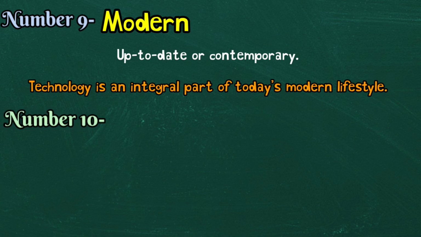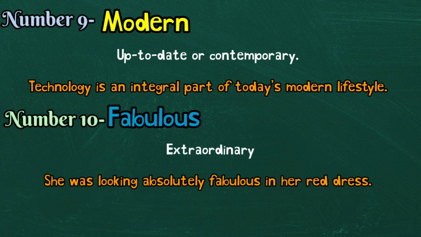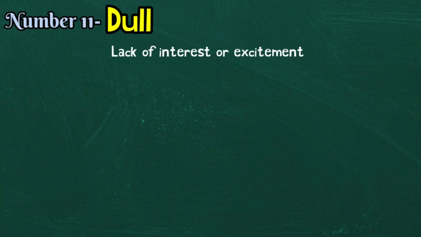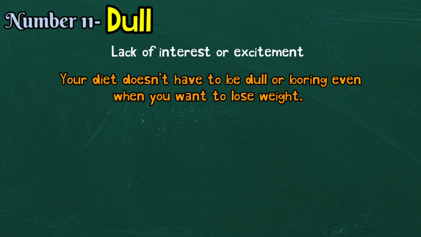Number 10. Fabulous. Used to describe something extraordinary. For example, she was looking absolutely fabulous in her red dress. Number 11. Dull. Use it to show lack of interest or excitement. For instance, your diet doesn't have to be dull or boring even when you want to lose weight.